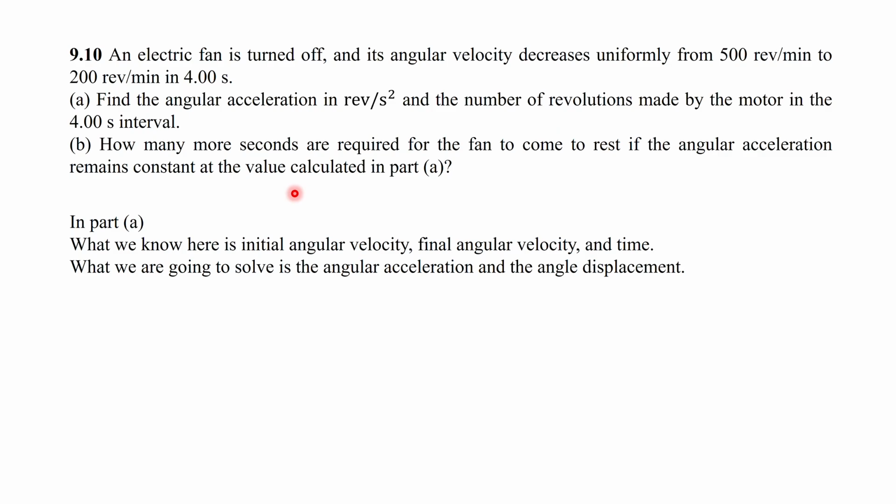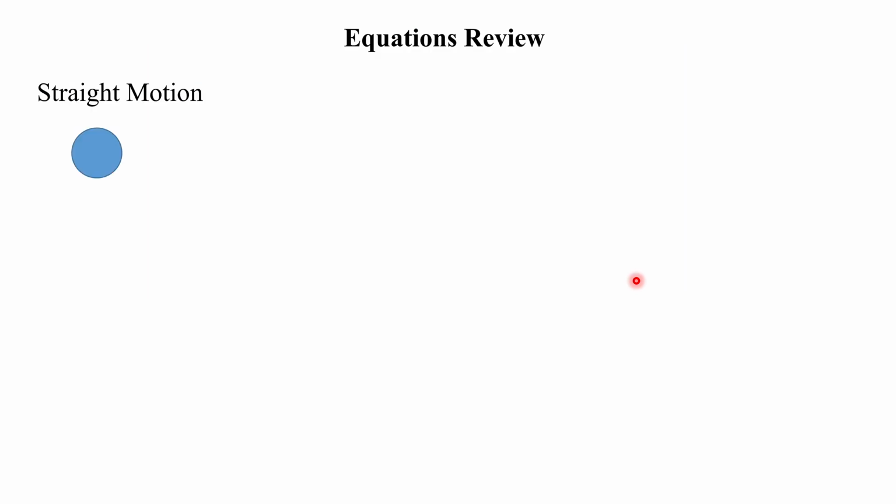To solve these questions, we have to make sure what we know and what we don't know. So in part A, we know the initial angular velocity, that's 500, the final angular velocity, that's 200, and the time, 4 seconds. And we are going to solve for the angular acceleration and also the angular displacement. To do this problem, we have to review the equations. So let's take a couple of seconds to review the formulas on the equation sheet.